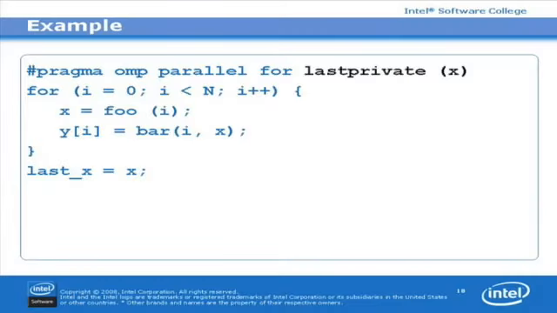Whichever value would have been assigned to that shared variable in that last iteration will be the value that is carried outside of the parallel region. As an example, here we see the use of the lastprivate on the variable x.